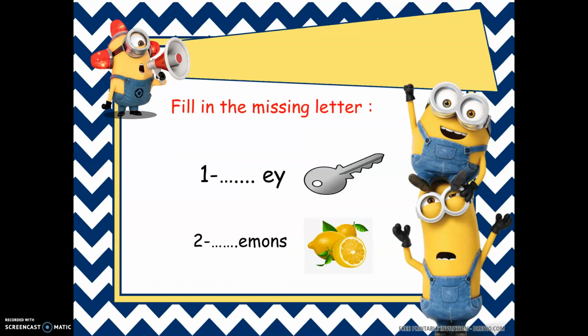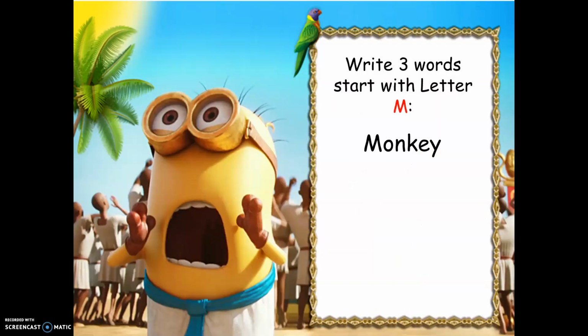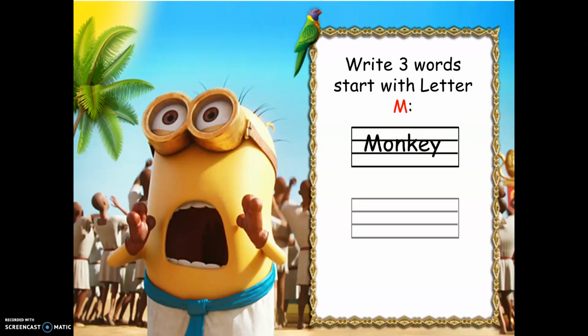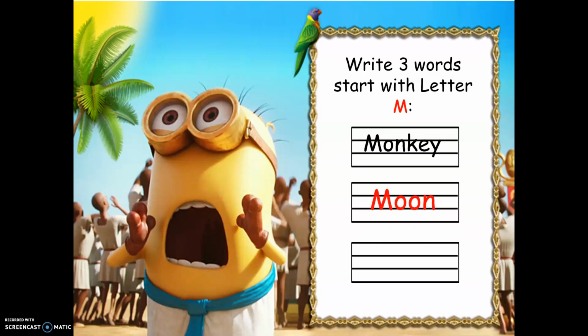Now fill in the missing letter, girls. So here we have what? We have a key. So the missing letter is K. And in the second picture, I have lemons. So the missing letter is L, lemons. Now I want you to write three words. Start with letter M. Number one, monkey. Two, moon. And three, Monday.